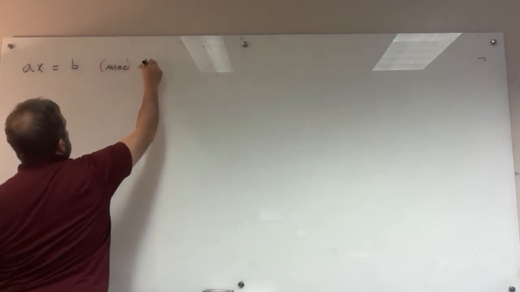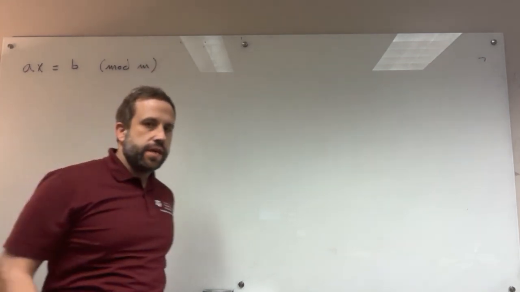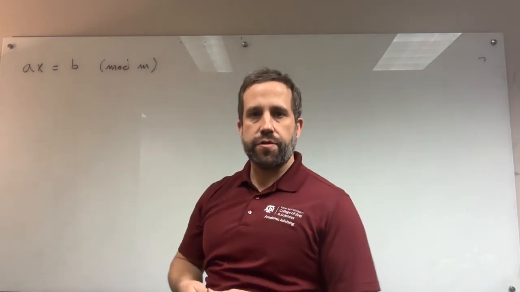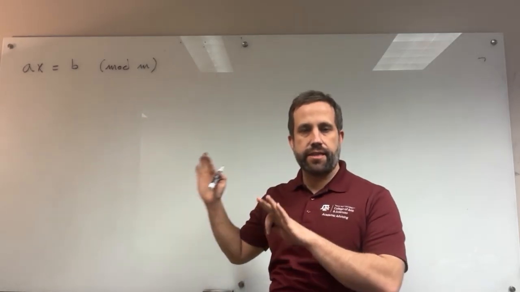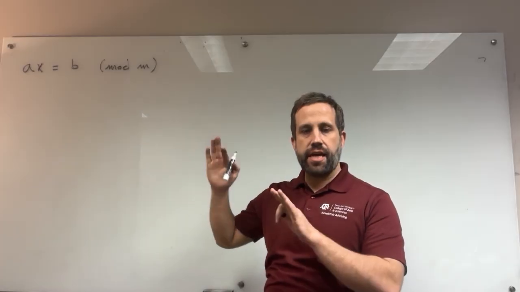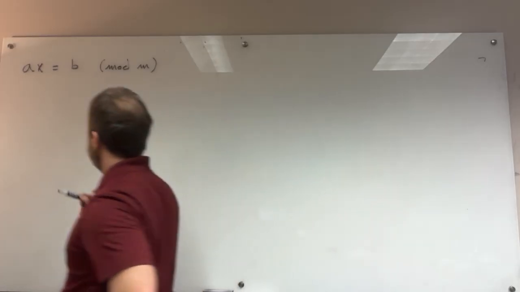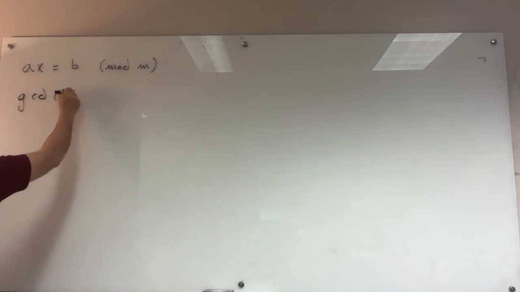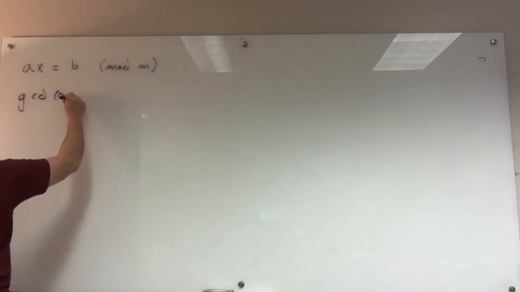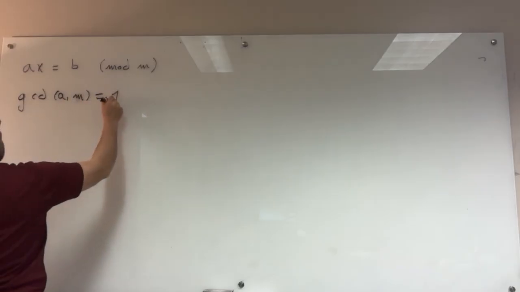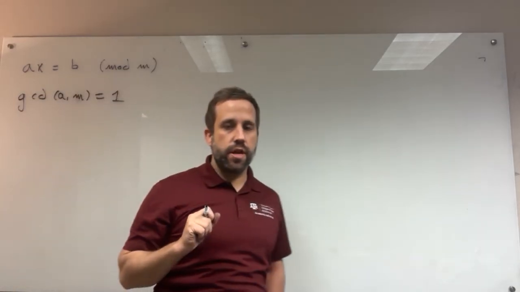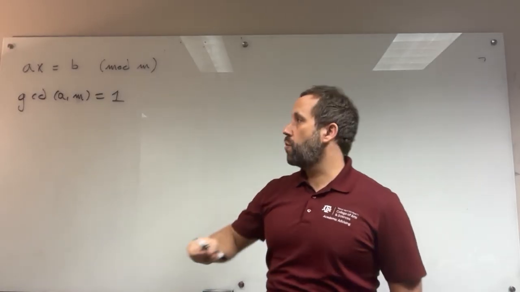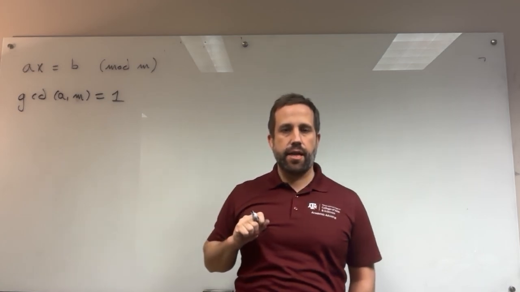mod M. Now, one of the things that we need to assume here is that for us to be guaranteed that there is a solution, the GCD of A and M has to be equal to 1. If we want to guarantee the existence of a solution to this equation for whatever B we put here, the GCD of A and M has to be 1.